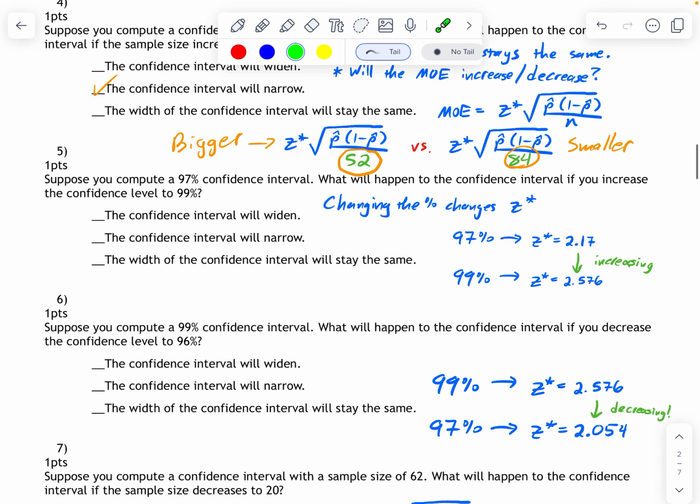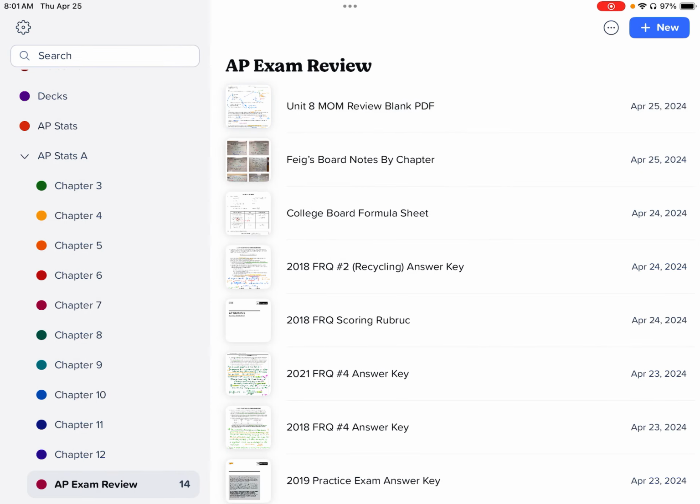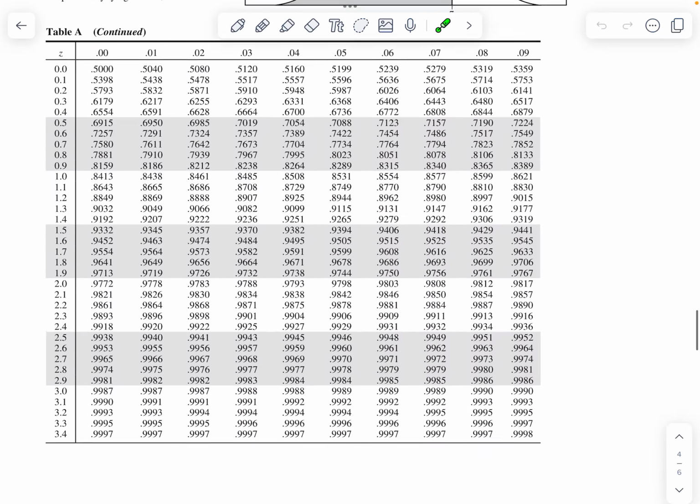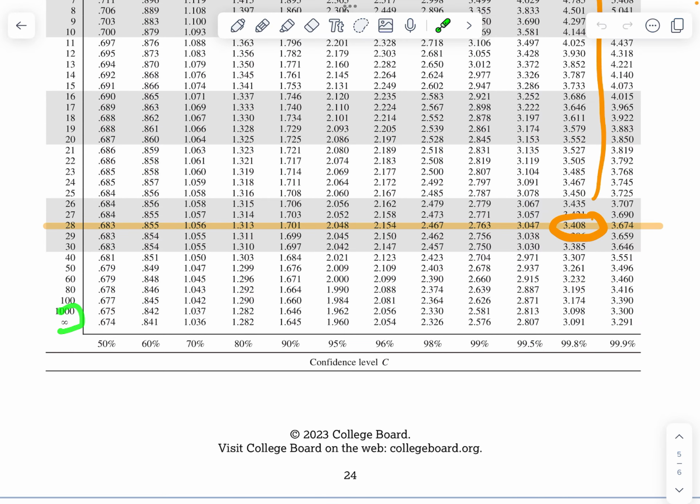Okay. Number 5, this is saying, what if you change the actual confidence level from 97 to 99%? So you're messing with the z-star. You're not changing anything else. The z-star for 97 is 2.17. The z-star for 99 is 2.576. If you forgot where to get these, you can look in your College Board packet, and you look to the infinity row right here. Infinity row is where all of these are the z-stars. And so you can see, like, here's 95, the most common one, and here's that 99 that I listed.